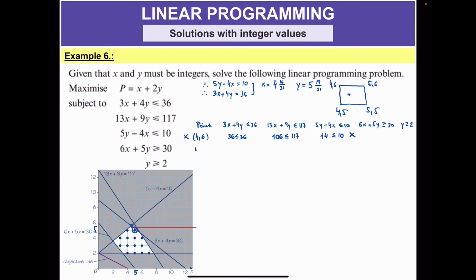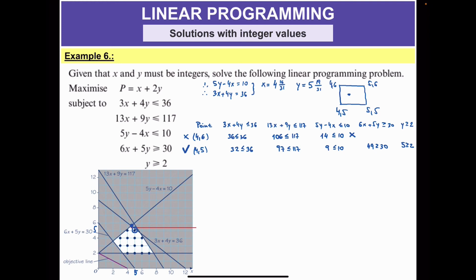Next one is (4,5). If you plug it in, then you will get 32 less or equal to 36. Next one, if I'm not mistaken, you should get 97 less or equal to 117. Next one, you will get 9 is less or equal to 10. Next one is 49 greater or equal to 30. And obviously 5 is greater or equal to 2. So this point is a potential point because it lies in the feasible region. So it's possible that it might be the closest to the intersection point.